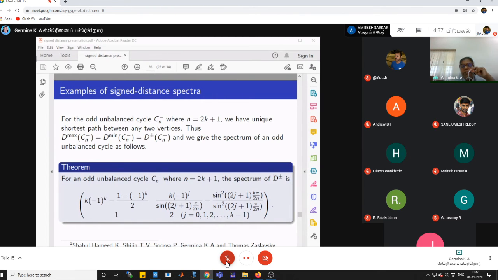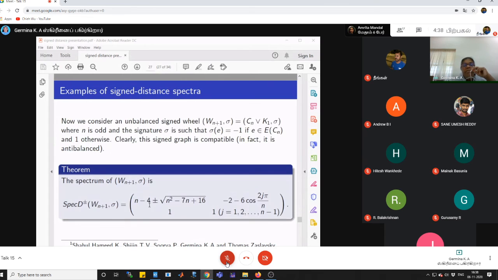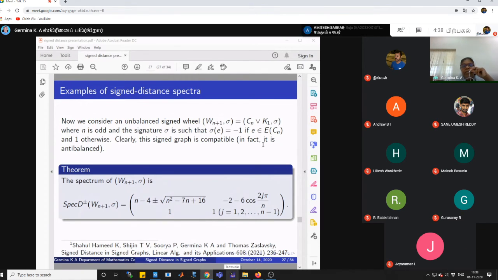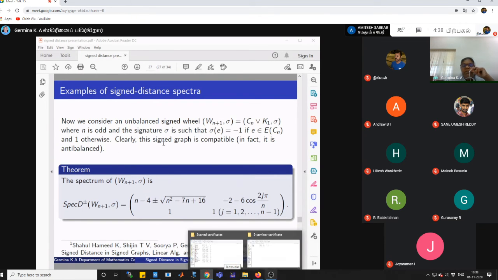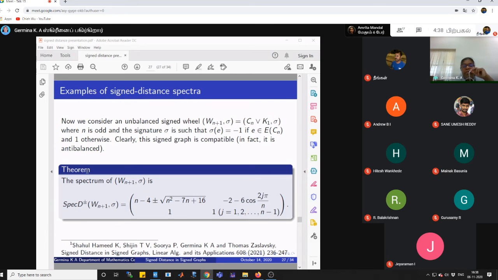The spectrum with respect to D plus or minus of the unbalanced C_n minus, where n is equal to 2k plus 1. Now we consider an unbalanced signed wheel W_{n+1} sigma, which is equal to C_n union K_1 sigma, where n is odd and the signature sigma is such that sigma of e equal to minus 1 if e belongs to E of C_n and 1 otherwise. Clearly, this signed graph is compactable. In fact, it is anti-balanced.